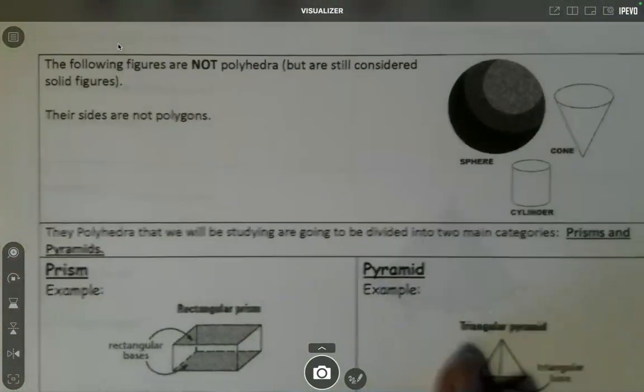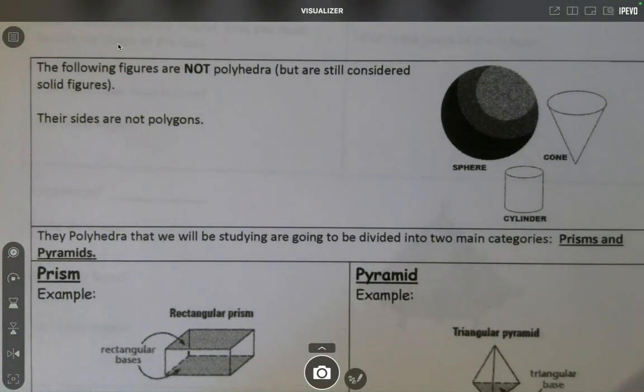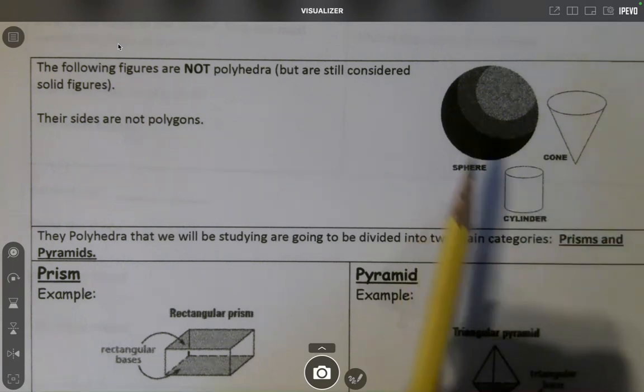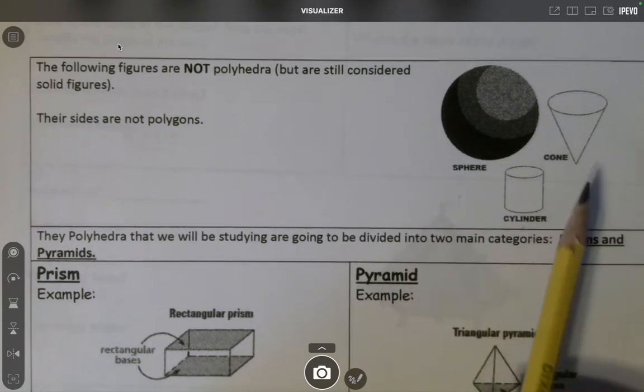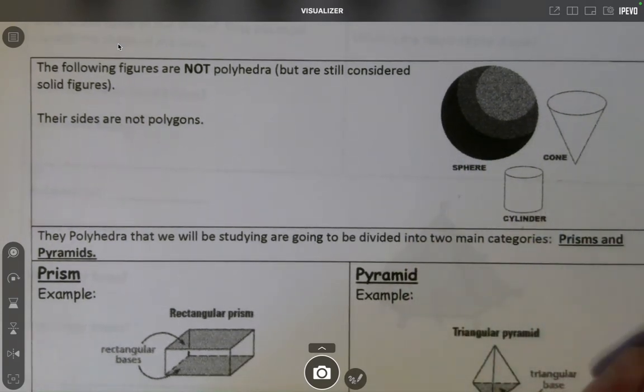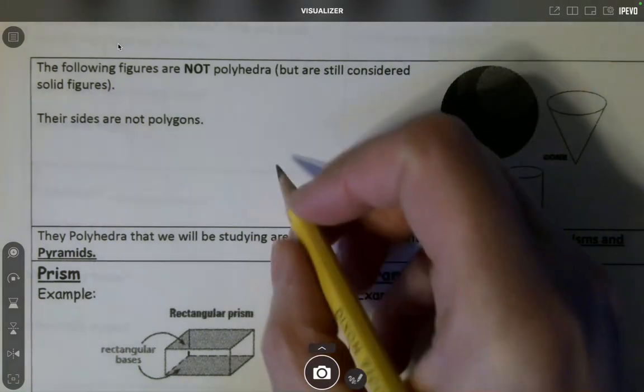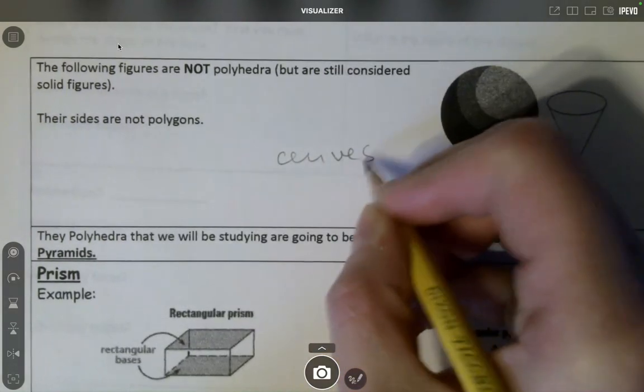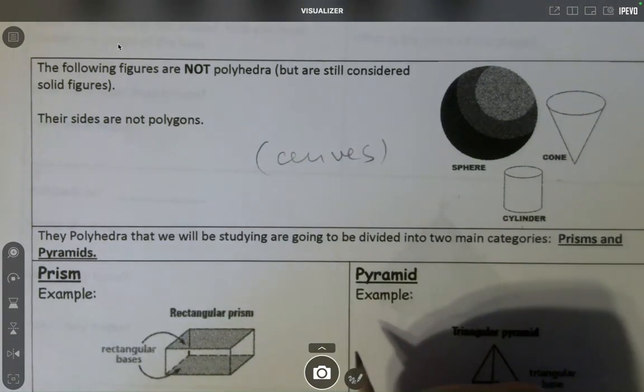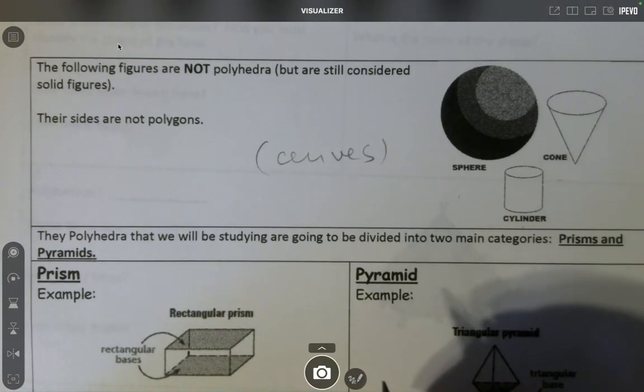And then down here, we're looking at things that are not polyhedra. So this means we've got a sphere, we've got a cylinder, we've got a cone. And that's because all of these have some curves in some way. So I'm just going to write the word curves here. That's going to make it not a polyhedron because they are not polygons.